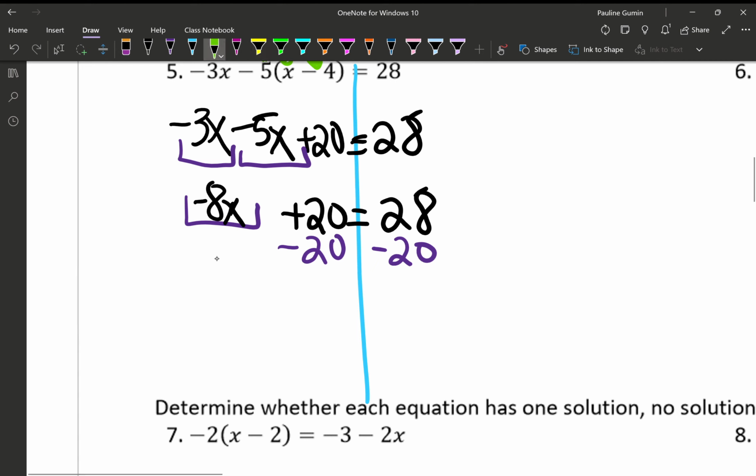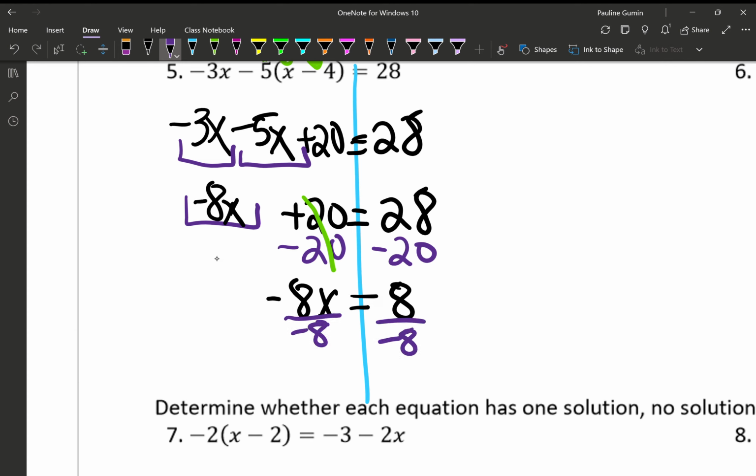My next step here is going to be to subtract 20 from both sides, again, because my goal is to get x by itself. So I've got negative 8x on the left. 28 minus 20 is 8. And I'm going to finish this problem by dividing both sides by negative 8.